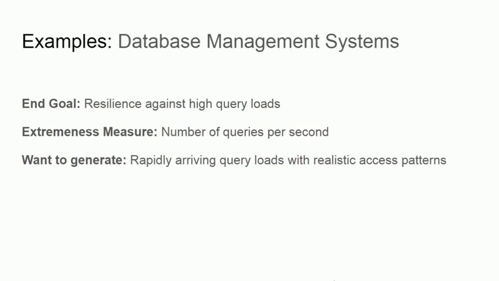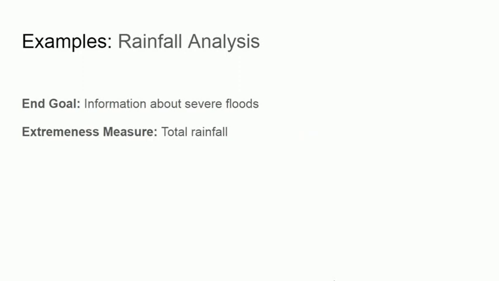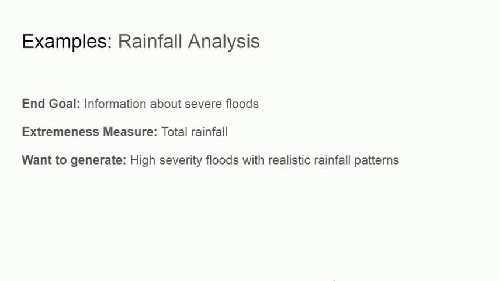Another example could be in rainfall analysis. Here, one end goal can be to gain information about severe floods. The extremeness measure could be the total rainfall. That means we will want to generate high severity floods with realistic rainfall patterns.